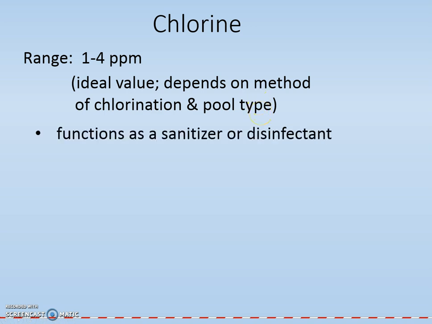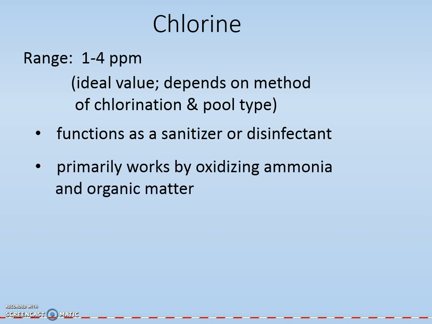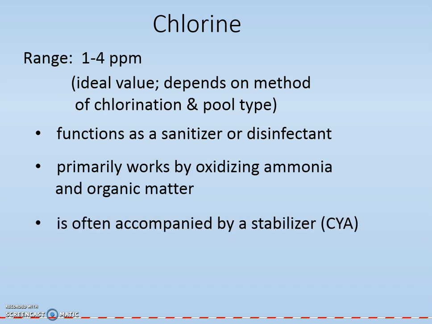As you know, chlorine functions as a sanitizer or a disinfectant, and it primarily works by oxidizing ammonia, like from sweat or the urea found in urine, and oxidizes organic matter. For example, microorganisms like bacteria, also leaves that might blow into the pool, and body oil and sunscreen. Chlorination is often accompanied by a stabilizer called CYA.